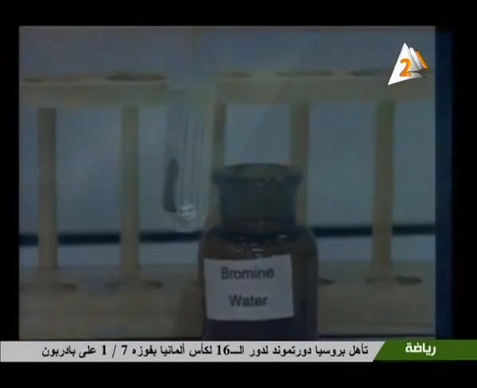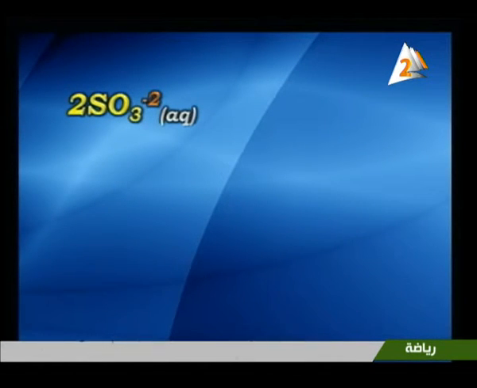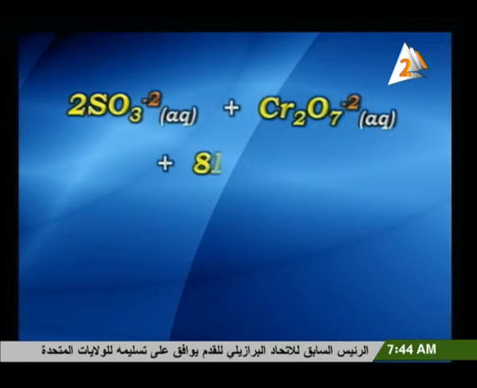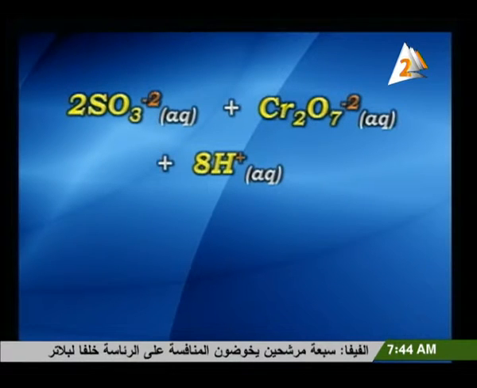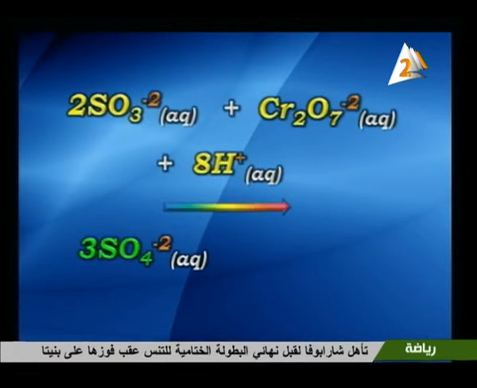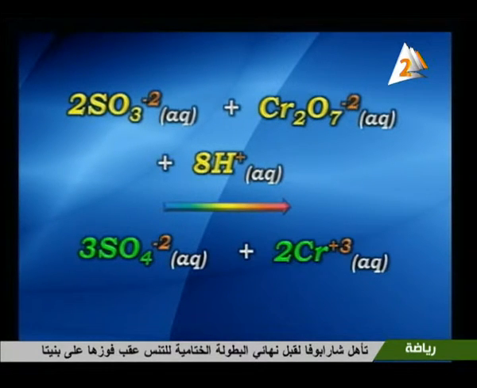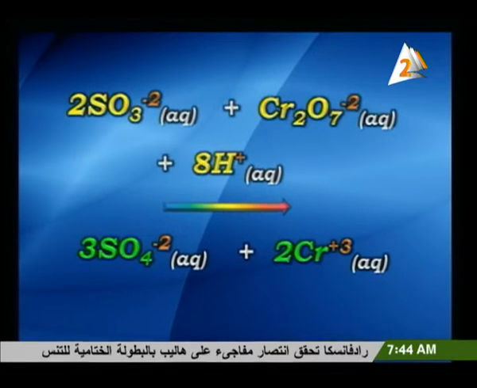The equation will be: we have SO3 2 negative as aqueous solution, and we have Cr2O7 2 negative, which is the indicator, in aqueous solution, in acidic medium, H positive aqueous solution. What will happen here? The product in this case will be 3 SO4 2 negative plus 2 Cr3 positive in aqueous solution, and produce 4 molecules of liquid water.